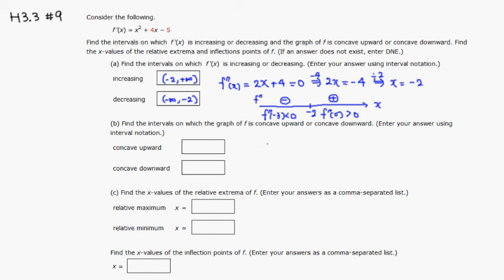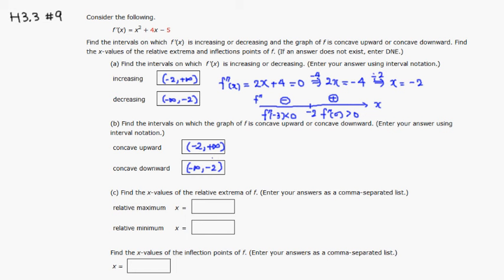So f is concave upward when the second derivative is positive. So when x is greater than negative 2, all the way to positive infinity. Concave down when the second derivative is negative, so from negative infinity to negative 2.